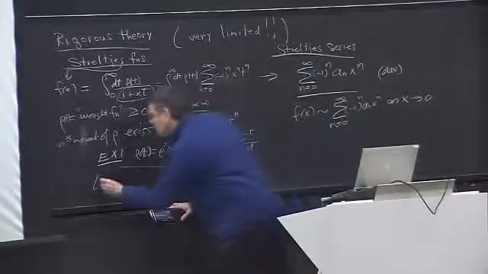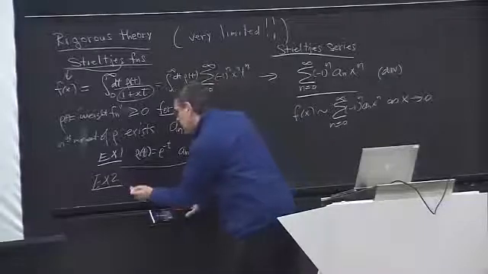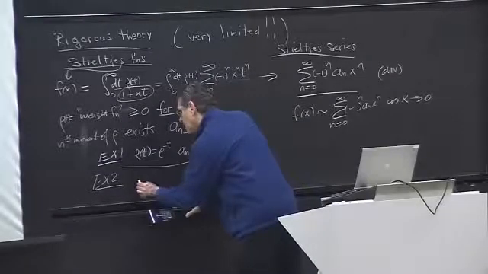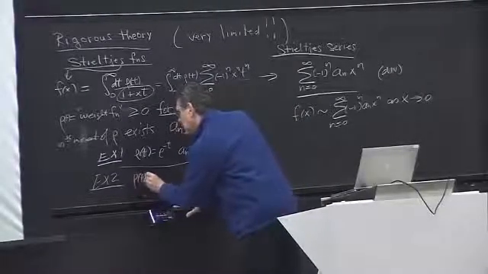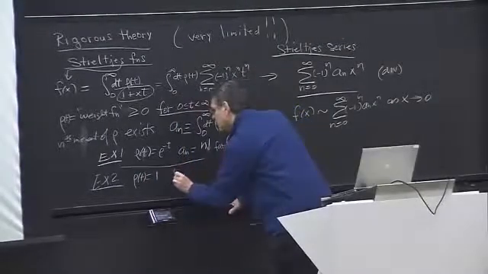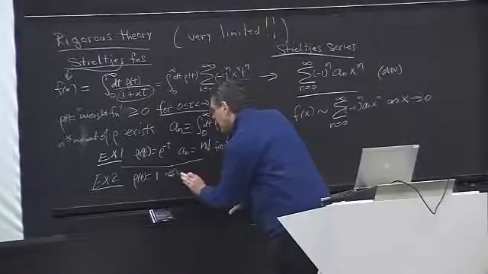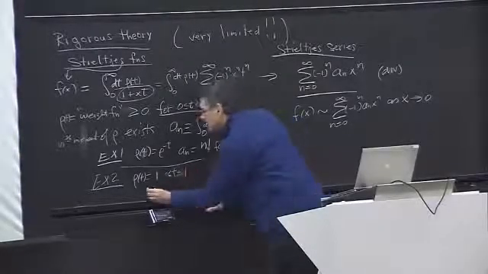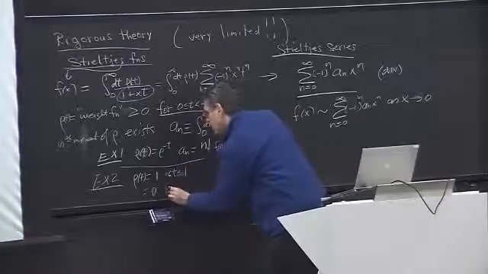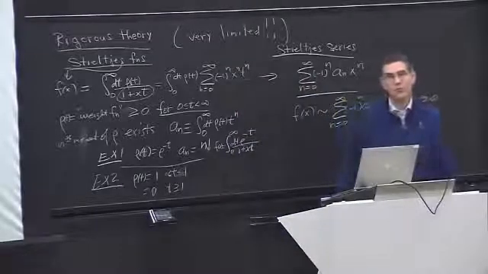What's another example? Another example would be, say, rho of t is equal to 1 for t between 0 and 1, and 0 for t greater than or equal to 1. That's a perfectly acceptable rho.